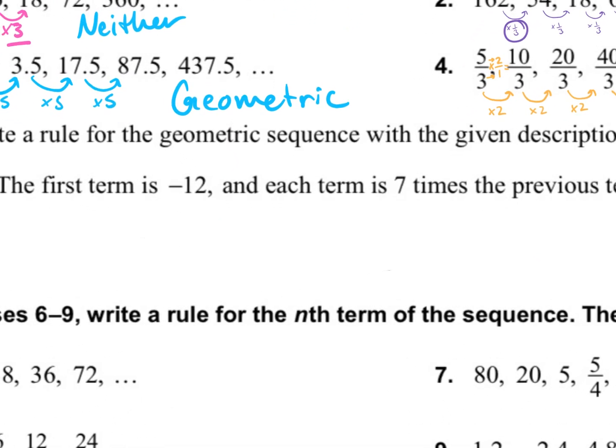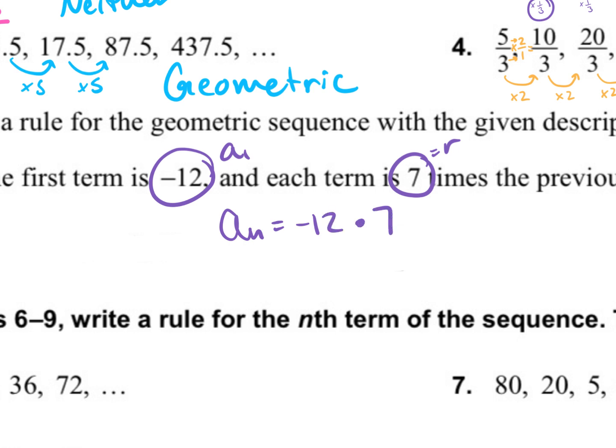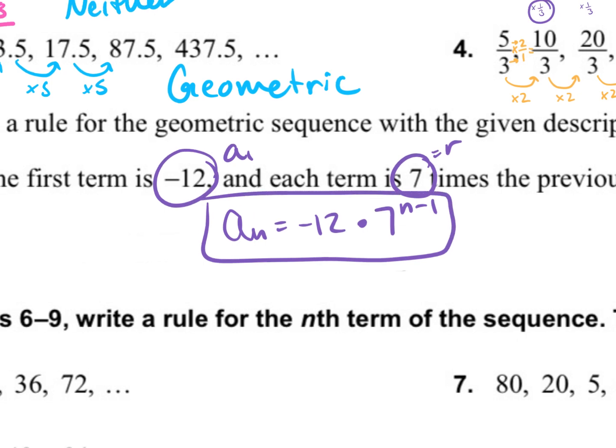For number 5a, we're just plugging everything into our formula. So it gives us the first term. So this would be our a sub 1. And it says each term is 7 times the previous. So what's my common ratio? 7. So let's plug that in. A sub n is equal to -12 times 7 to the power of n minus 1. This would be our rule.